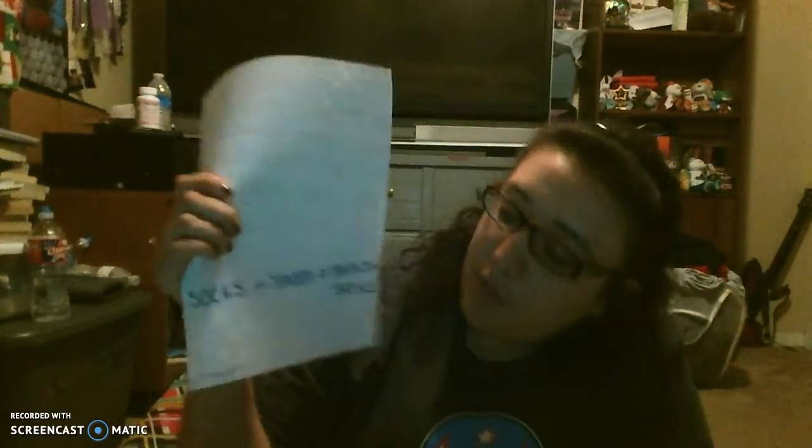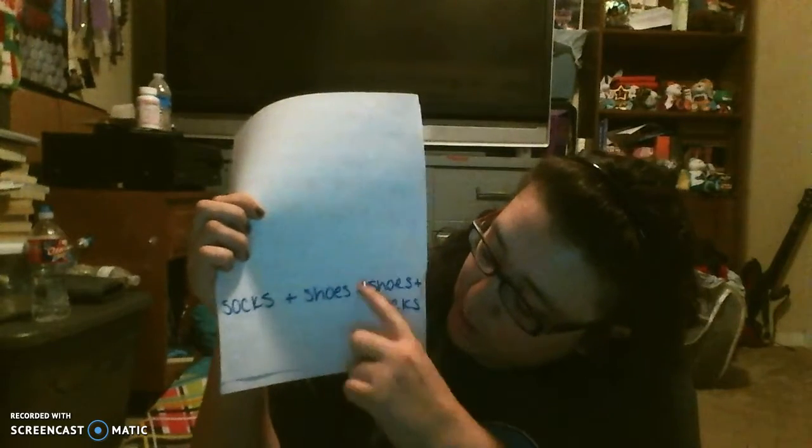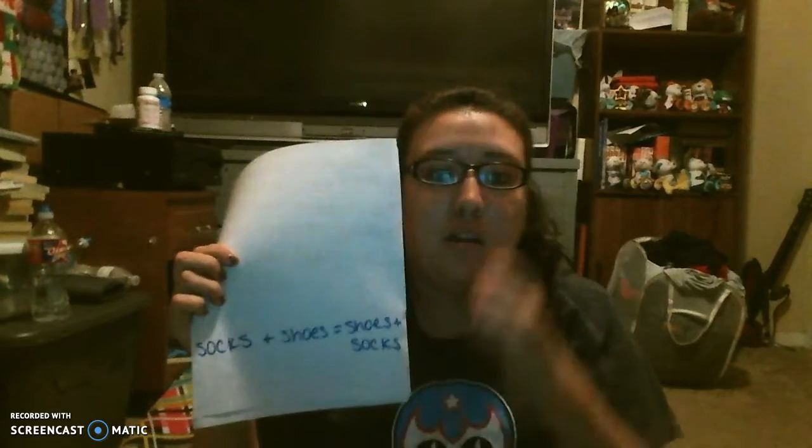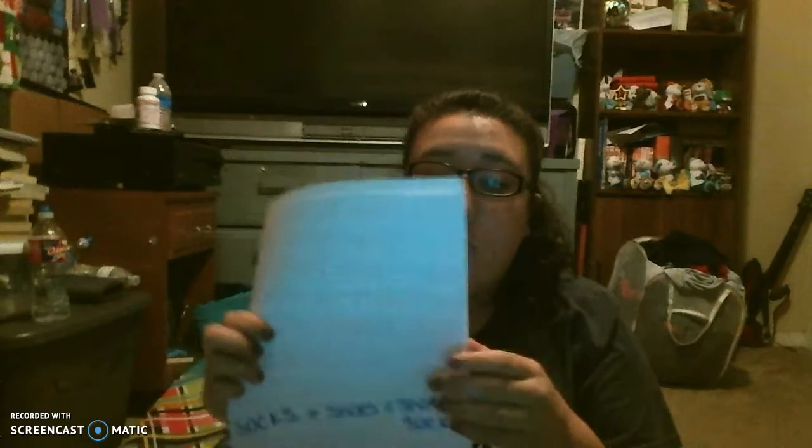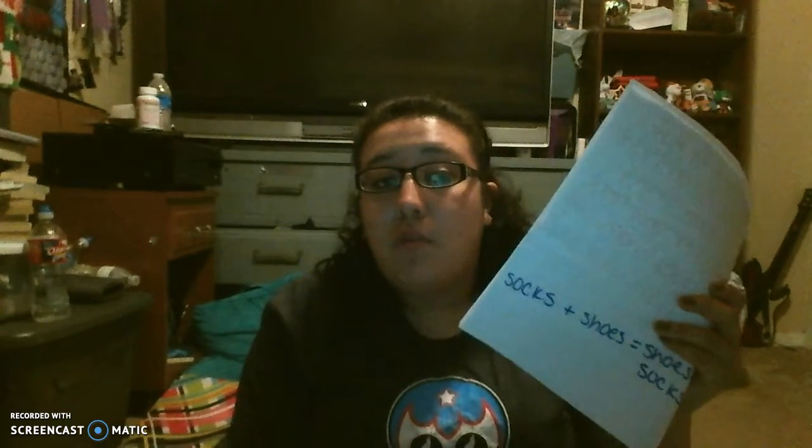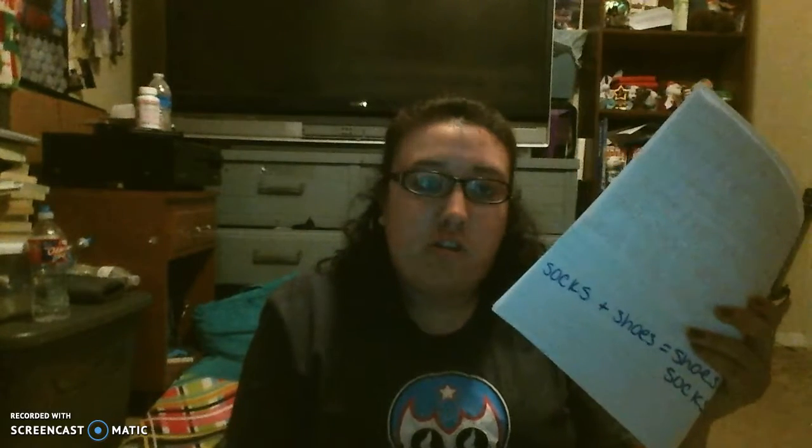And so I wrote out the equation form of it, and this is what I put. Socks plus shoes equals shoes plus socks. And they understood that. So if I do give them a word problem, they're able to identify a commutative property and the associative property. And so they got to understand the difference.